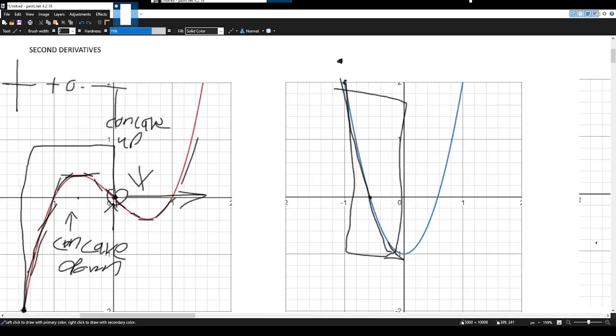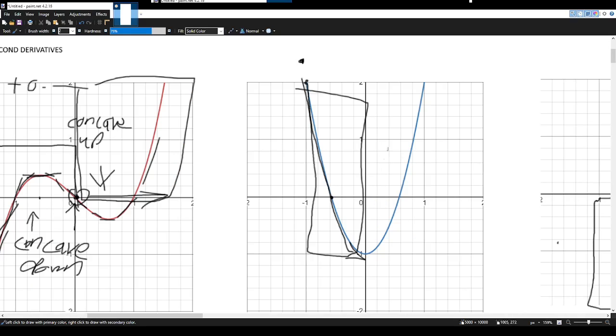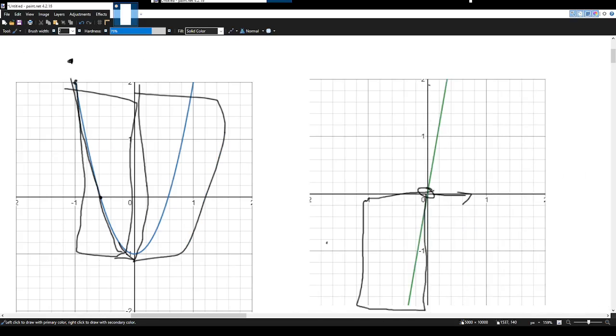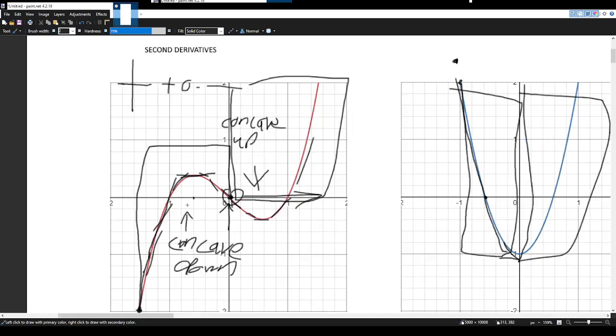Concave up is the exact opposite. In this interval right here, we see that this is increasing, it's going up, like physically rising. And then here we see that the second derivative is positive. So concave up just simply means that the second derivative is positive. And so this is a point of inflection, or inflection point, and it changes concavity at this point.